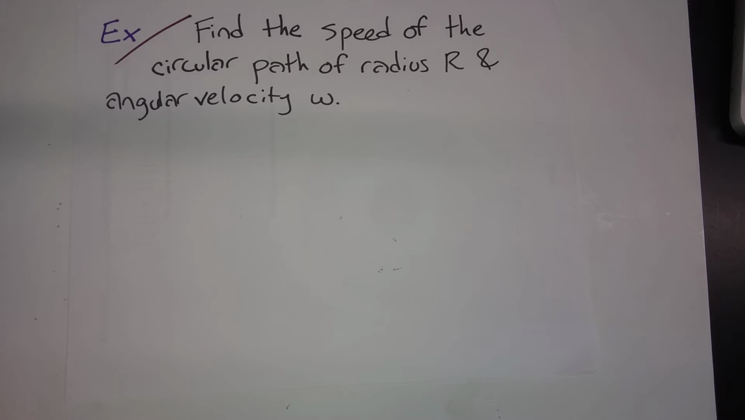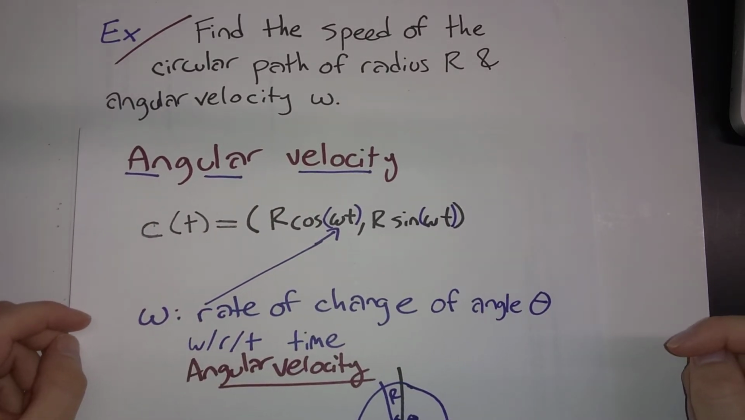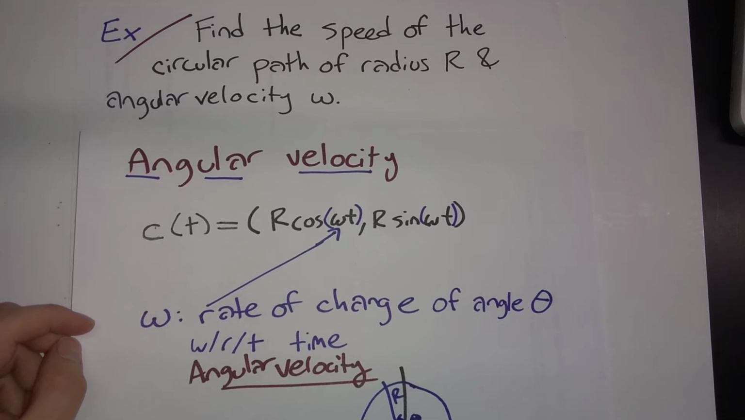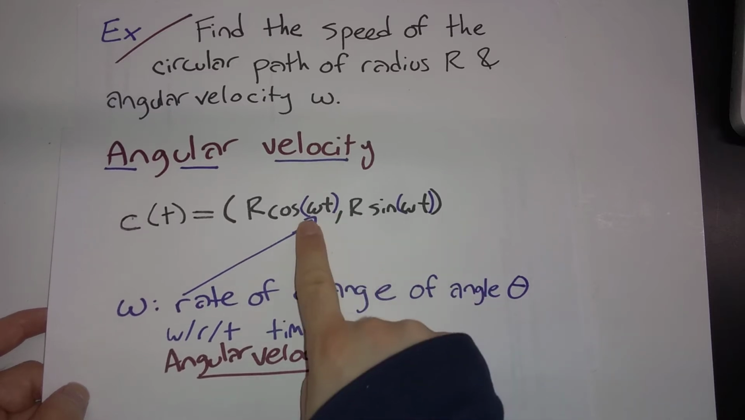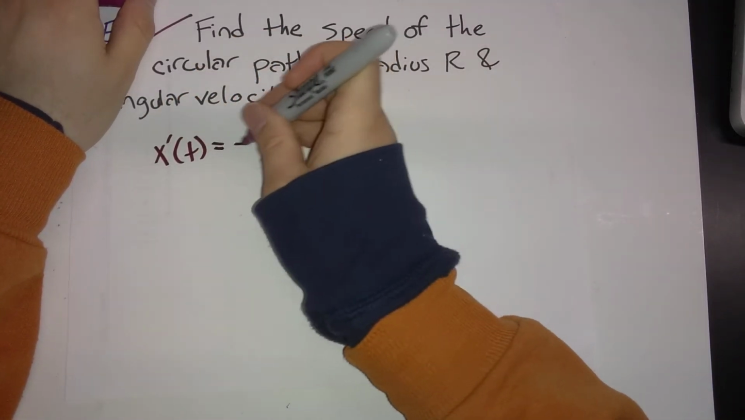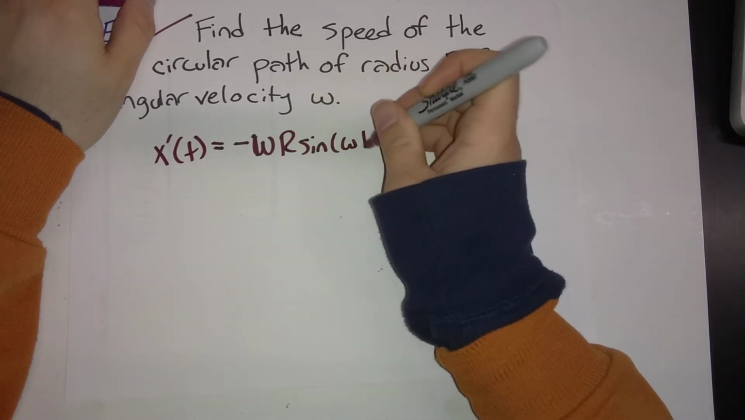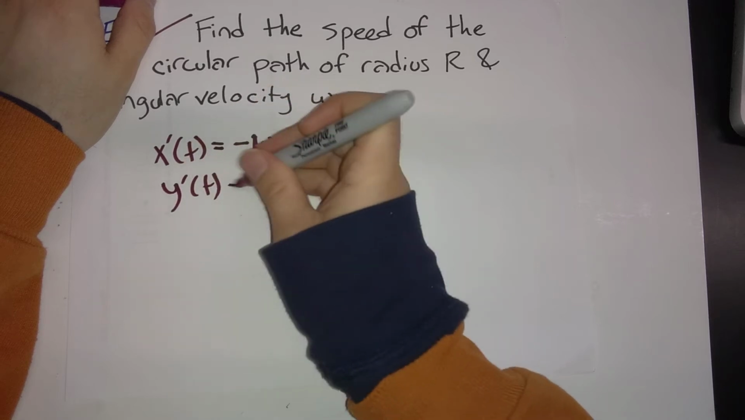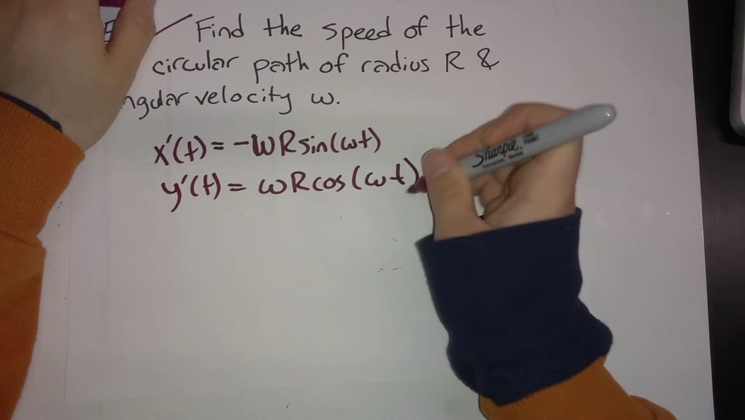Find the speed of the circular path of radius R and angular velocity omega. So I'm just using this right here: C of t is R cosine omega t, comma, R sine omega t. When we take derivatives of these two, we're going to pop out factors of omega out in front from the chain rule. So x prime of t is minus omega R sine of omega t, and y prime of t is omega R cosine of omega t.